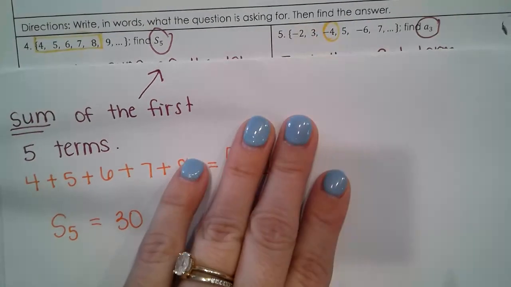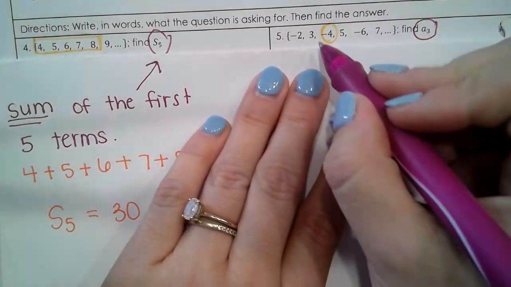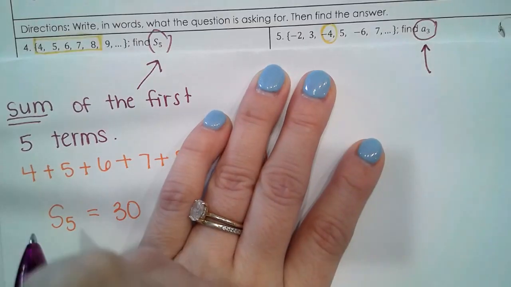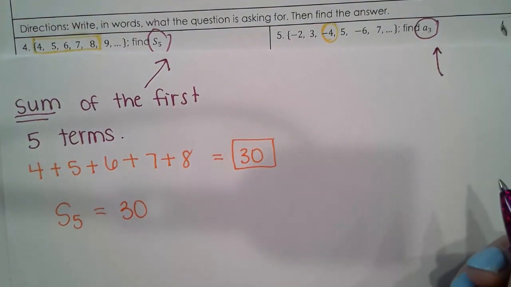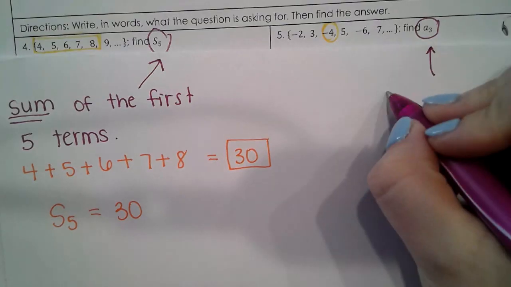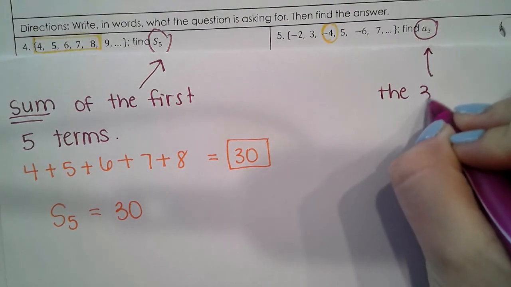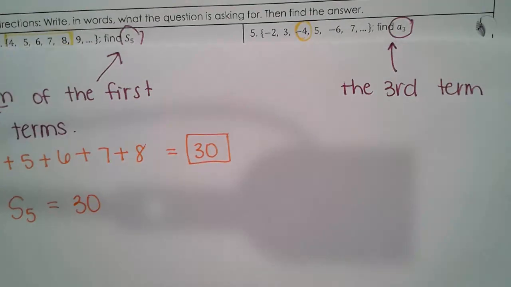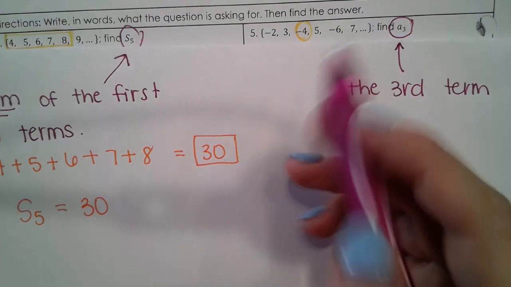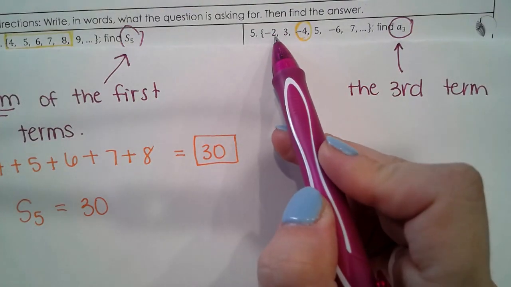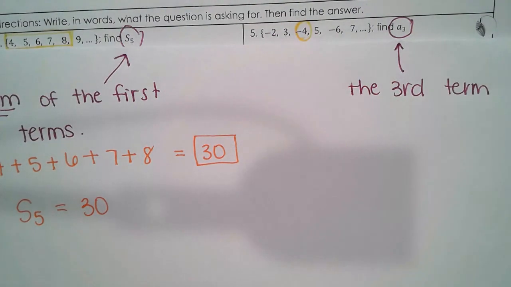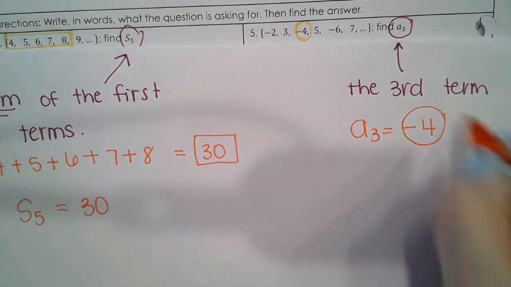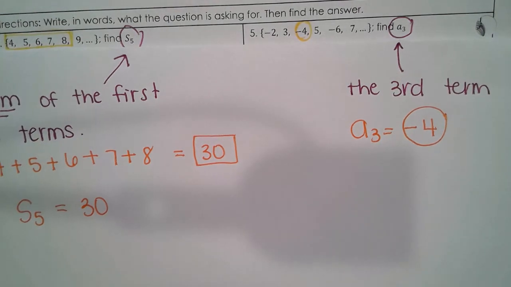Now, number 5, notice I gave you a sequence, okay, but I said find A3. When you see A3, that just means the third term. We're not adding anything together. It's just the third term, which I've circled. This is the first, the second, and the third. So A3 is just -4. That's easy.